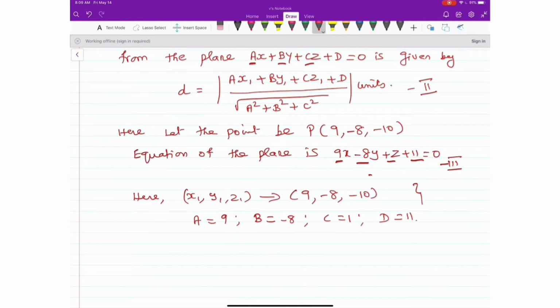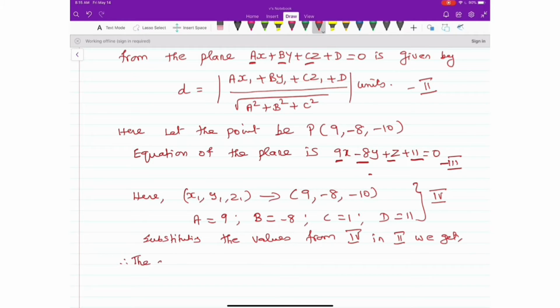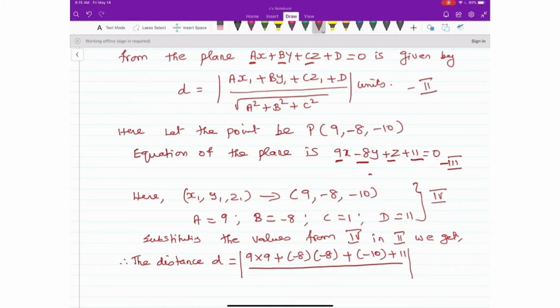Okay, let me take this as 4. Substituting the values from 4 in 2, we get, therefore, the distance D is equal to magnitude of A x1, so 9 into 9, plus B y1, B is minus 8, y1 is also minus 8, plus C z1, C is 1, z1 is minus 10, plus D which is plus 11, by square root of 9 square plus minus 8 the whole square plus C square, which is 1 square.